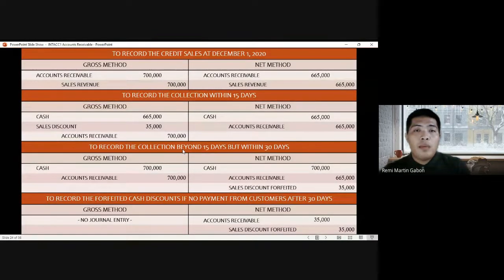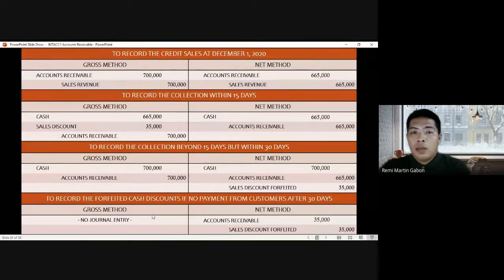However, if the collection is beyond 15 days or within 30 days pa, yung mangyayari under gross method, the entire amount of 700,000 will be credited to accounts receivable and debited to cash. But under net method, cash will be debited for the full amount of 700,000, but accounts receivable will be at 665,000 still. Reason, because yun yung ating initial recording. Then our balancing figure is through the sales discount forfeited account. Okay, this is an other revenue account. This one is a contra revenue account. Okay, so 35,000.